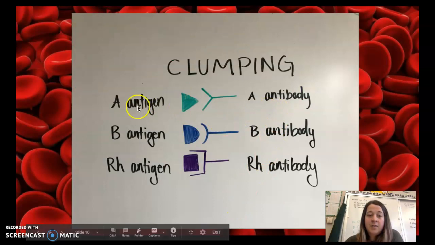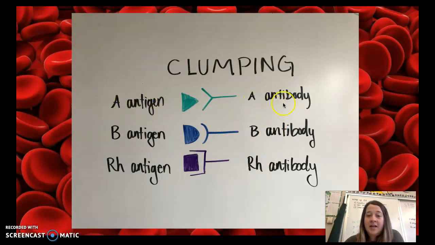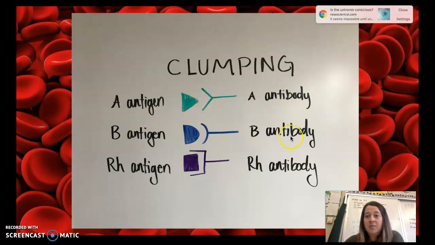So anytime that you have an A antigen and an A antibody present, the antibody clumps onto the antigen and it causes your body to destroy and get rid of that cell. So if you have a green triangle hooked up with an antibody, so A antigen, A antibody, this would cause clumping. B antigens and B antibodies would cause clumping. Rh antigens and Rh antibodies would cause clumping. So this is not good.